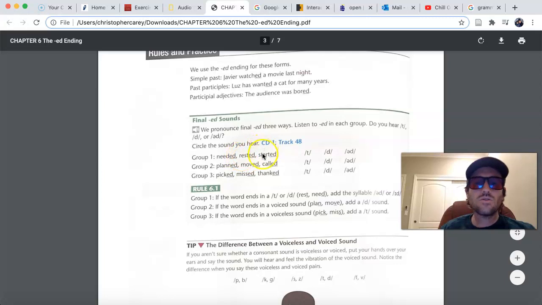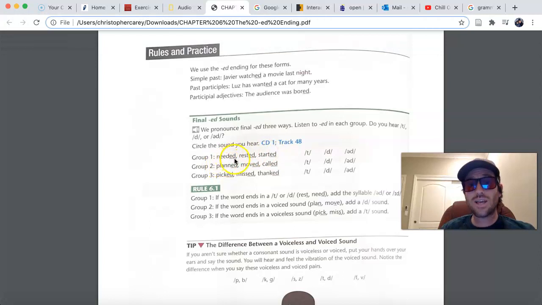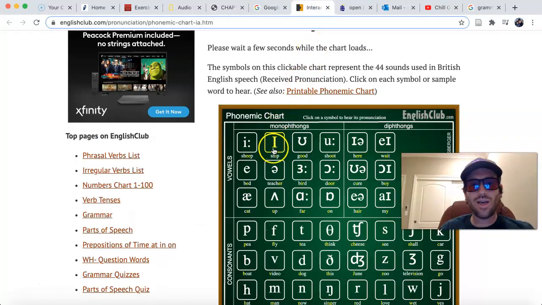Notice there are 2 syllables in each of these. Notice how the ED is its own syllable. Needed, rested, started. And we talked about it in the previous exercise. A vowel sound and a consonant sound make up a syllable. So it would make sense that ed would be the sound used for ED in these three words in group 1. So ed, D, d, d.